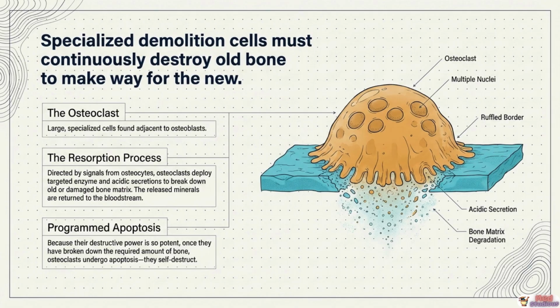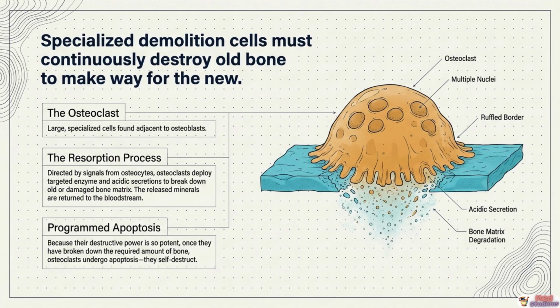Their resorption process is directed by signals from osteocytes. When osteocytes detect mechanical stress, microfracture, or aging of the matrix, they reduce sclerostin secretion, thereby upregulating osteoblast activity and indirectly triggering osteoclast recruitment. Osteoclasts deploy targeted enzyme and acidic secretions, primarily hydrogen ions from a proton pump and cathepsin K, a cysteine protease, through their elaborately folded ruffled border, dissolving the hydroxyapatite mineral and digesting the collagen framework simultaneously.